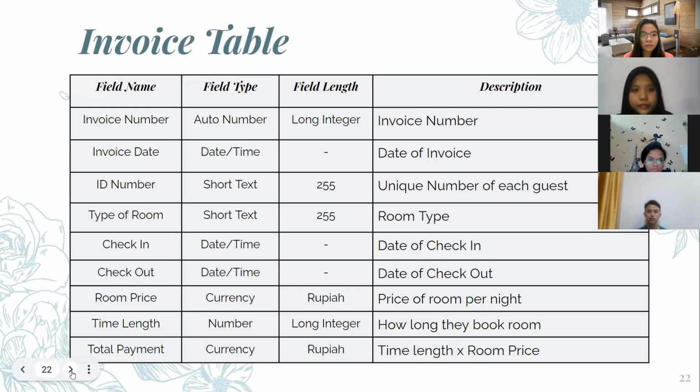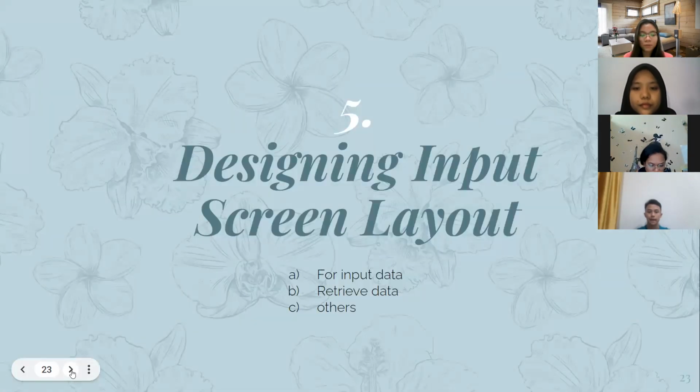And this is the invoice table. We have invoice number, invoice date, ID number, type of room, check-in, check-out, room price, time length, total payment, and the field type, field length, and description, which describe each field name in the invoice table. For the next, designing input screen layout will be presented by Fazrina. Fazrina, time is yours. Thank you, Yani.